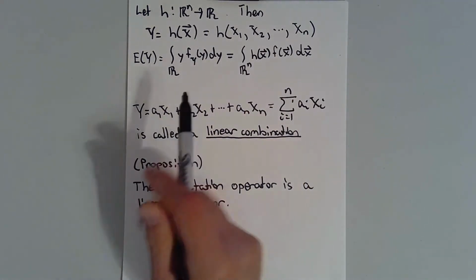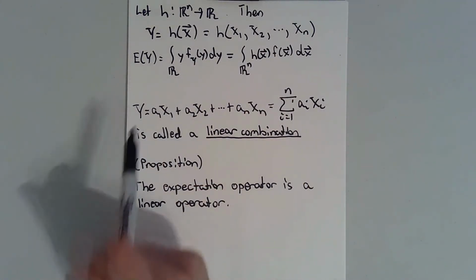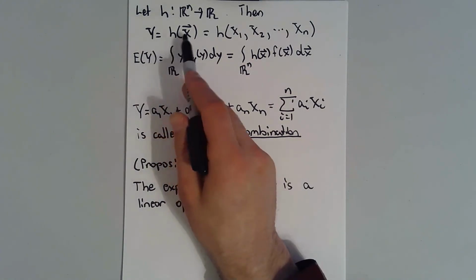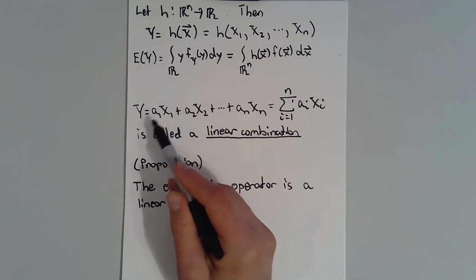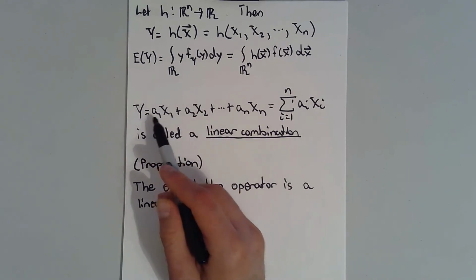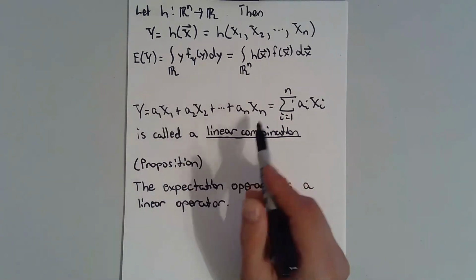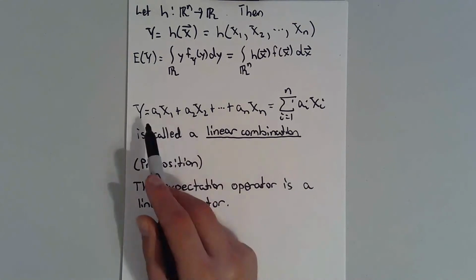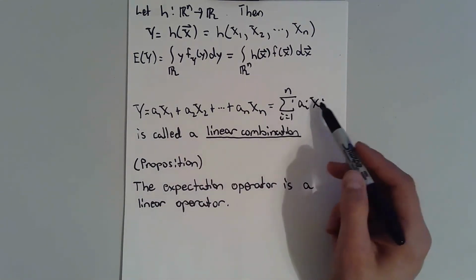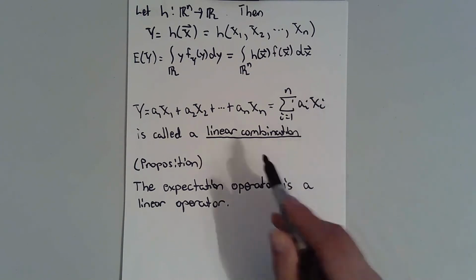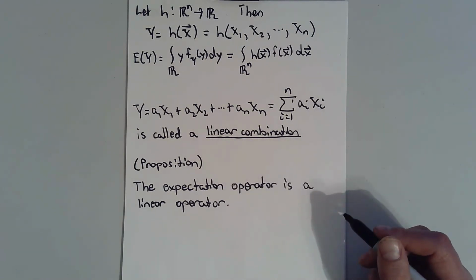In particular, what we're going to be interested in is when y is defined by a linear combination. What this means is that our function h is defined like so. It's a1 times x sub 1 all the way up to a sub n times x sub n. And so it's this linear combination of the xi's, which in short can be written using this sum. And this is called a linear combination.